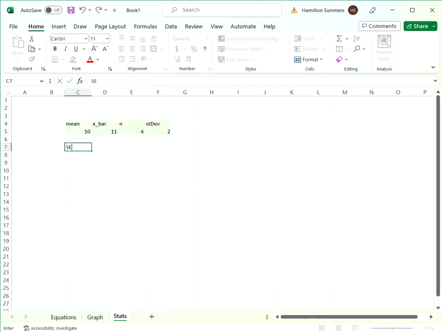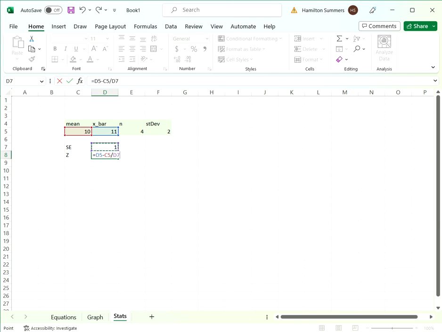First thing I'm going to calculate is the standard error. The standard error is the standard deviation divided by the square root, that's an Excel function, of n. So square root of 4 is 2. 2 divided by 2 is 1. Next thing I need is the z-score. The equation for the z-score is x bar minus the mean divided by the standard error.